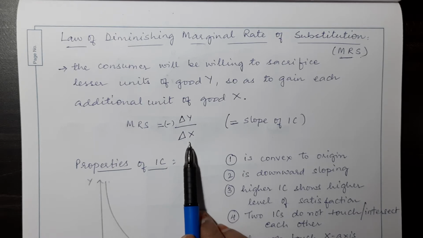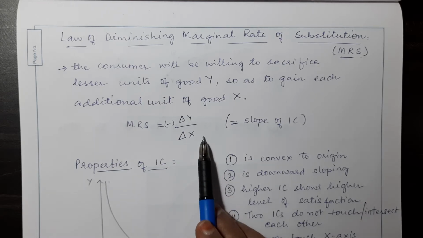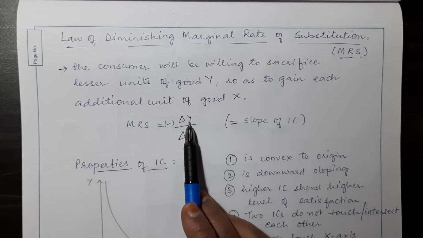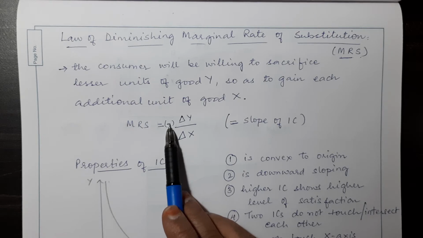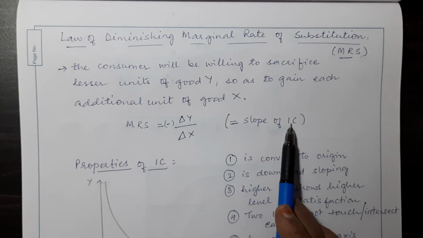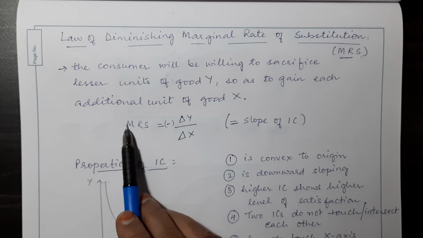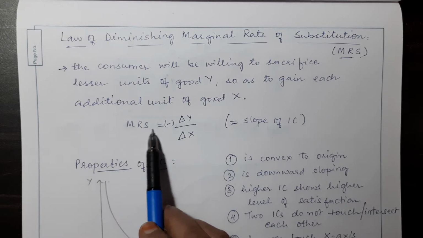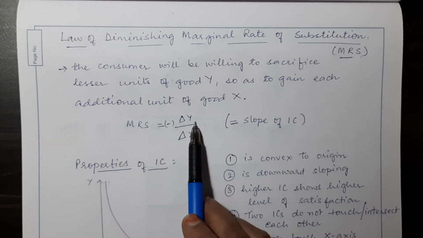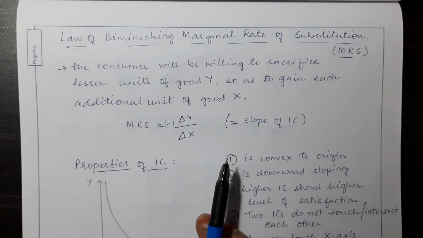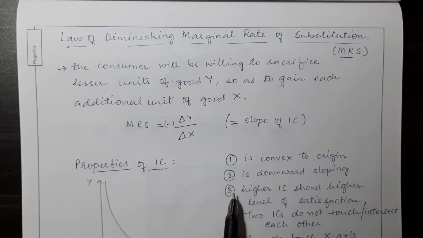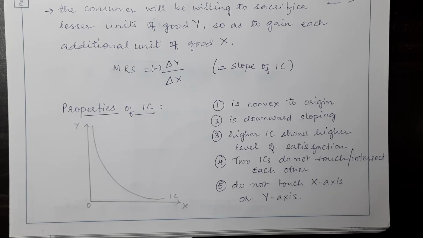Now, since this is a downward sloping curve and we are sacrificing certain units of Y, the slope will always be a negative slope since it's a downward sloping curve. So the slope of an IC or indifference curve is given by the marginal rate of substitution, which is equal to minus delta Y by delta X. Okay, now when we look at this indifference curve, we observe certain things, and these are called the properties of the indifference curve. What are these properties?